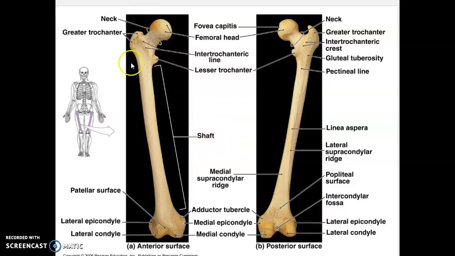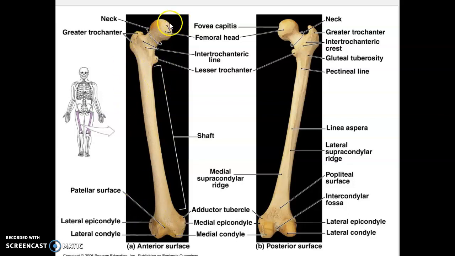Now, one of the other distinguishing characteristics: you know the head is always going to point medially. And then the deep groove behind the condyles, remember condyles are rounded articulating areas, is called the intercondylar fossa, between the condyles, fossa being a groove. So that's always going to be in the back. Now, we have a very pronounced neck from the head, much more pronounced in the femur than in the humerus, even though the humerus and the femur have a lot of similar features.